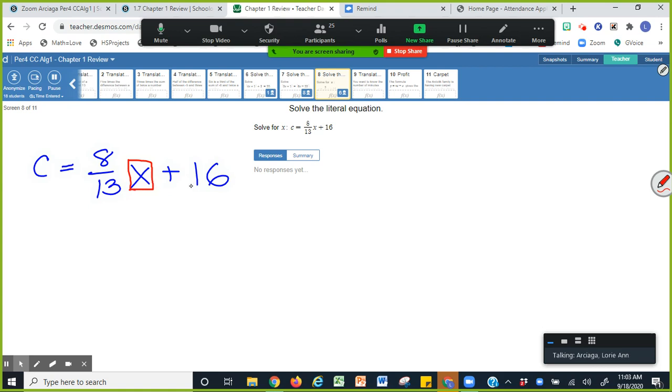So we have to move this first, right? Okay. Take away 16 here and take away 16 from there.